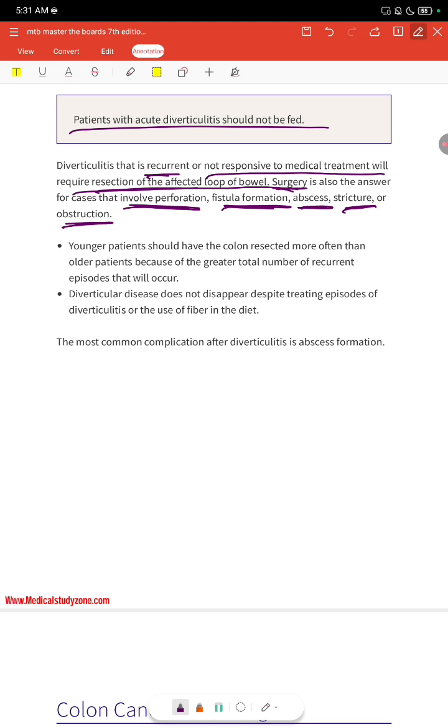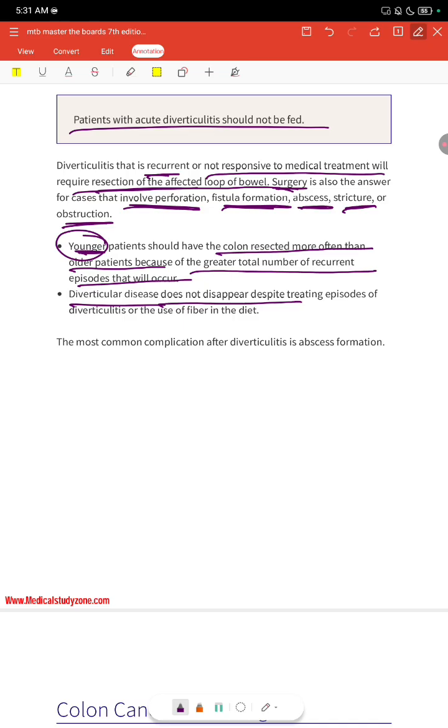Younger patients should have the colon resected more often than older patients because of the greater total number of recurrent episodes that will occur. That's why we resect it right away. Diverticular disease does not disappear despite treating episodes of diverticulitis or the use of fiber in the diet. So it's not that easy to go away.